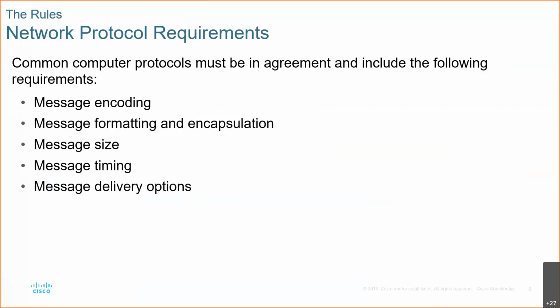So in order to make sure that the message has been successfully sent, there are 5 important requirements we'll look at. First is message encoding. Then, how do you format and encapsulate your message? What is the size of your message? What is the timing of your message? And what are the delivery options? Now, let's delve into these 5 concepts in more detail.